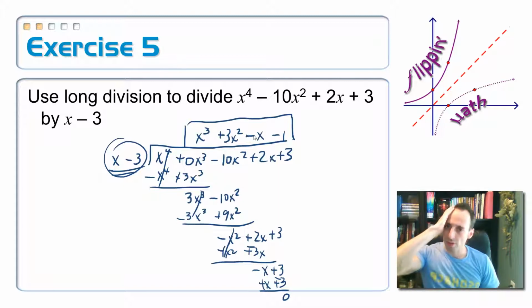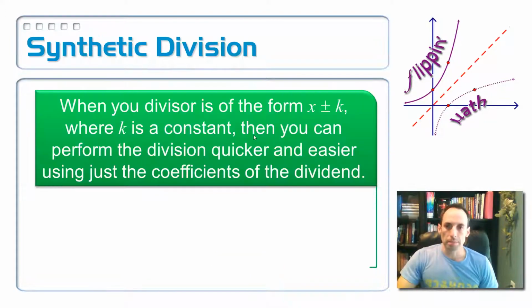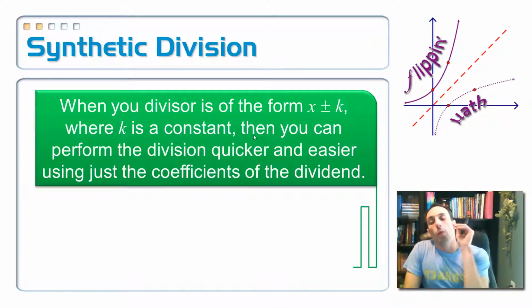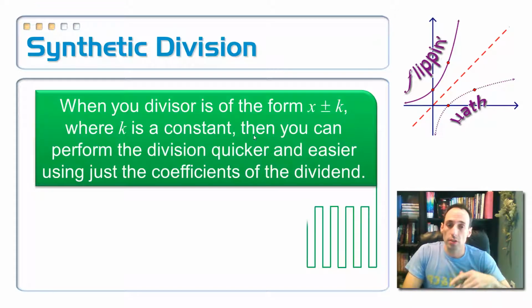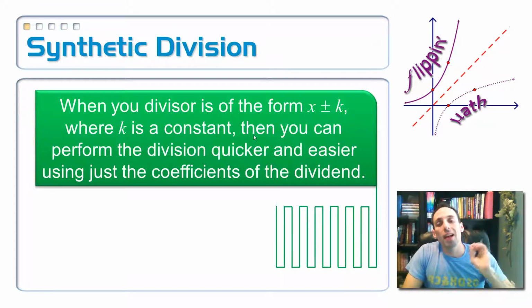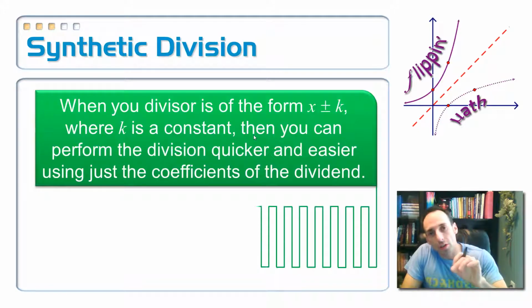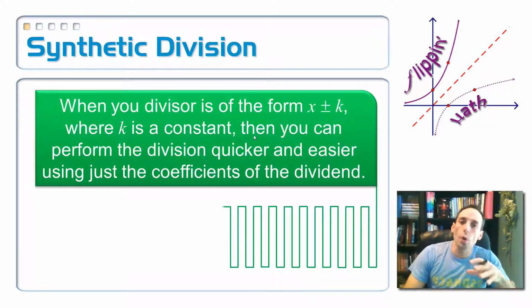So you might be asking yourself, why did I just do that if I was supposed to be talking about synthetic division? Well, you'll see. Trust me. Okay. Now, when your divisor is of the form x plus or minus k, where k is a constant, so this could be x plus 3, x minus 3, whatever, then you can perform the division quicker and easier using synthetic division. And it only uses the coefficients of the dividend, okay?